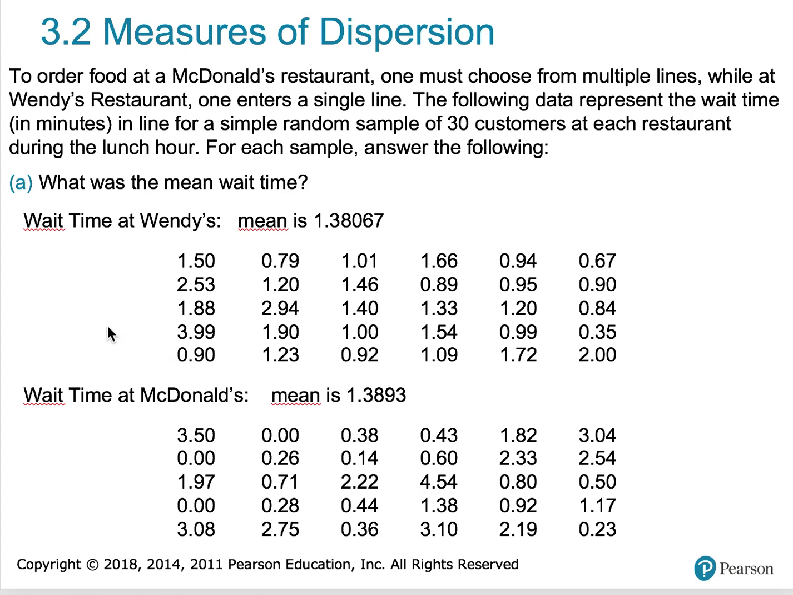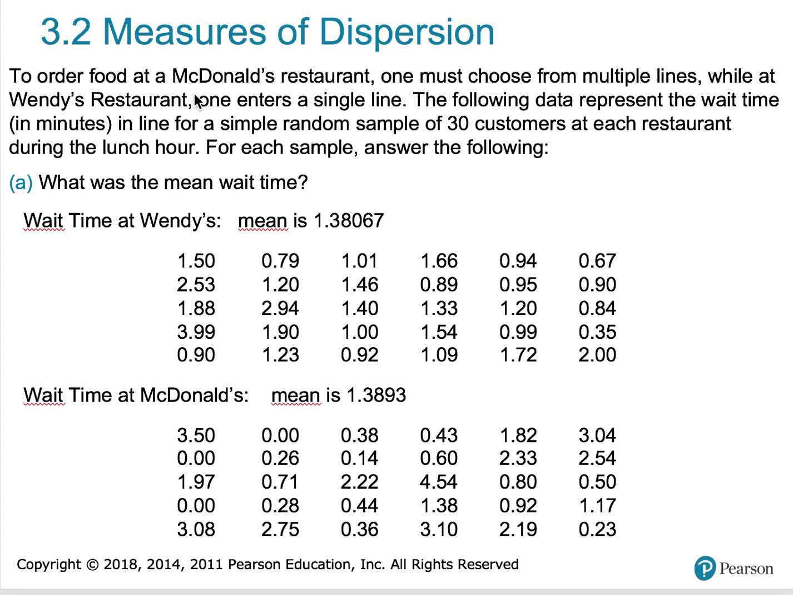Okay, 3.2 is measures of dispersion. In 3.1, we discussed measures of central tendency. Those measures describe the typical value of a variable, in other words, the quote-unquote average, right? But we would also like to know the amount of dispersion in the variable, or how much the data is spread out. So first of all, let's look at this example.